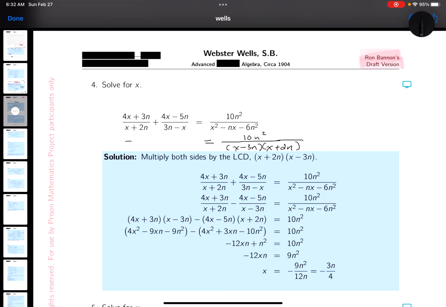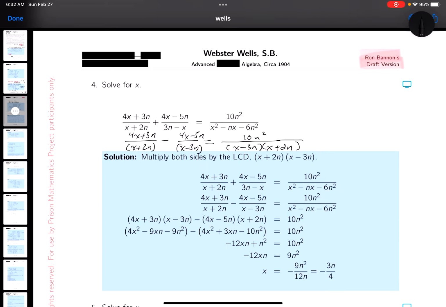I'm going to do the other guys. And there's a problem with it. I definitely see the factor x plus 2n. Now to get the other guy, I'm going to factor out a minus 1 from the bottom. And that'll be x minus 3n then. And then you get 4x minus 5n.